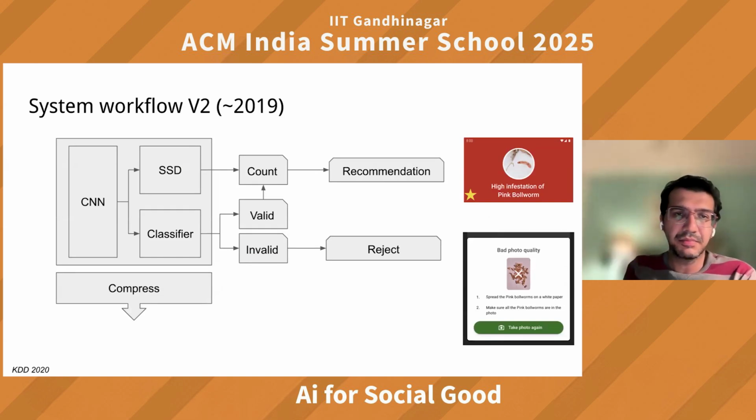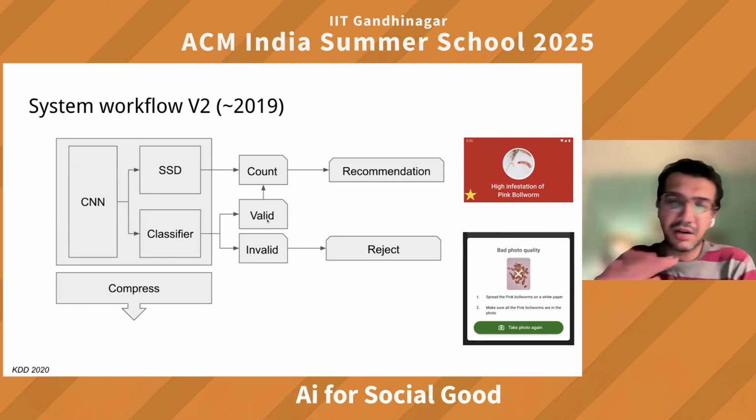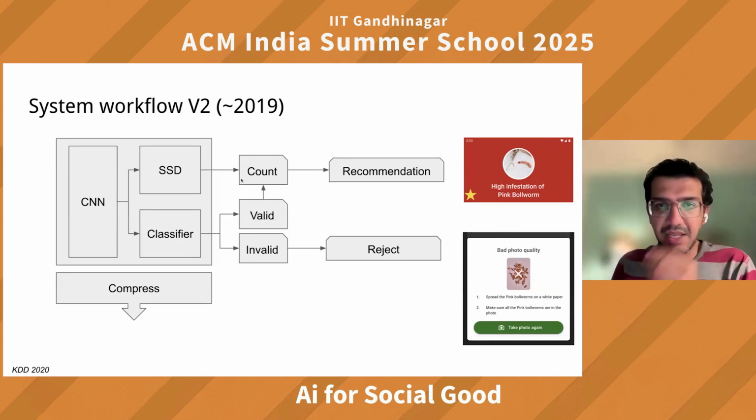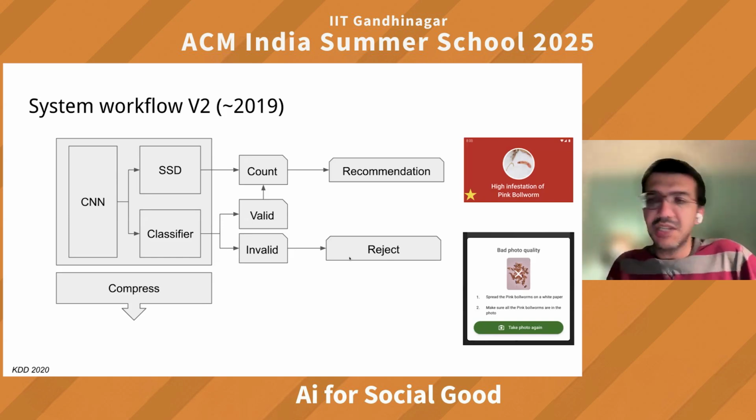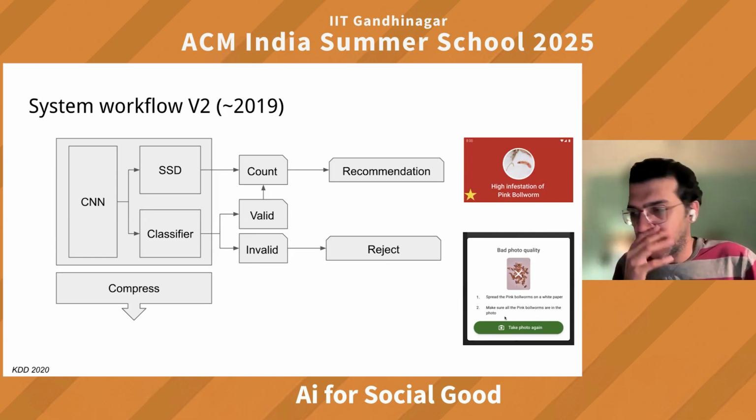The obvious thing to do is we built a classifier. So this was the second version, where we build a classifier and say it's a valid image, right? Valid image is the white background with test looking things. That's valid, and then the count model gives the count. And if invalid, then we reject and ask them to take the picture again, right?